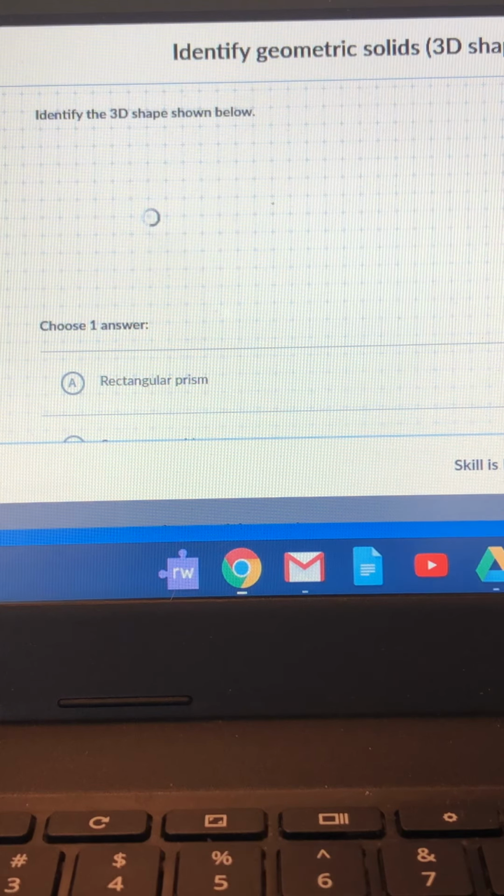And then the last one, which is slowly loading. Hopefully it doesn't put you to sleep as it circles and circles and circles.